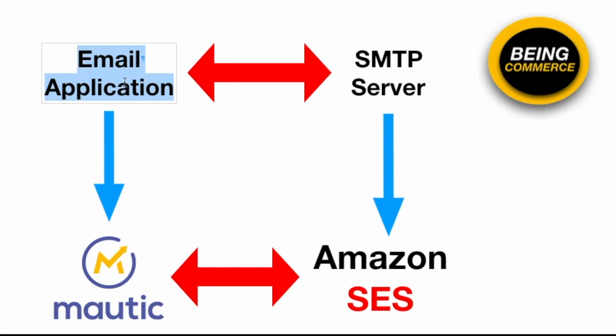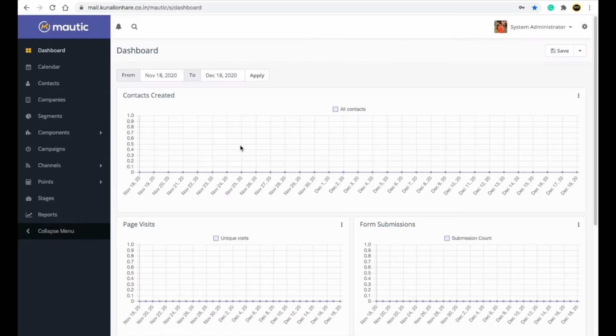And guys, there are a lot of email applications, but speaking for myself, I use Mautic. If I give you a live example, I use Mautic as my email application and Amazon SES as my SMTP server. I have connected Mautic and Amazon SES together, and I can send unlimited emails very cheaply with a 100% delivery rate. For a live example, this is my Mautic application.